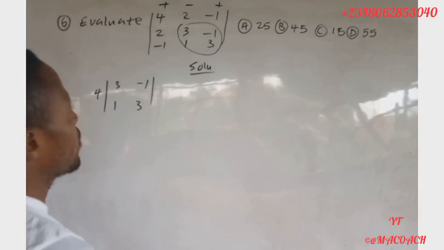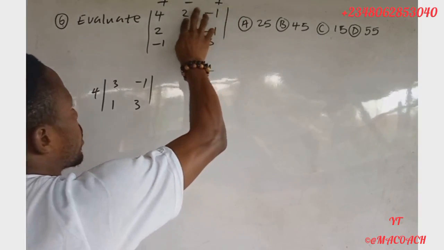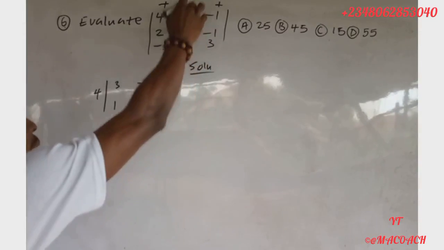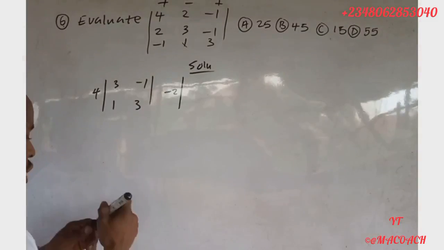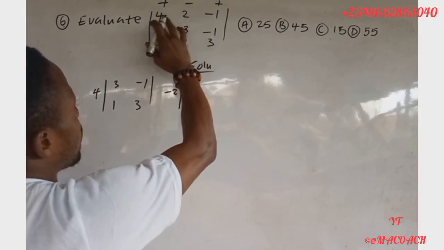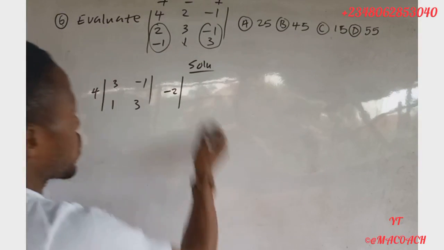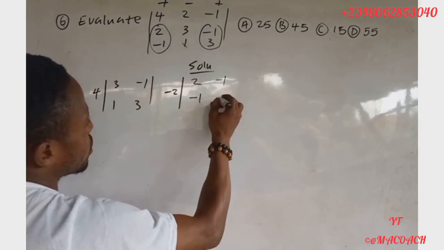So now, let me clean this to avoid mistake. In this place now, you take this 2, and here we have our minus. That's minus 2. You put it like this. So when you take this 2 here, you cover this place, you cover this place, you cover this place. We left this one and this. So here we have it as 2, minus 1. And here minus 1 and 3.